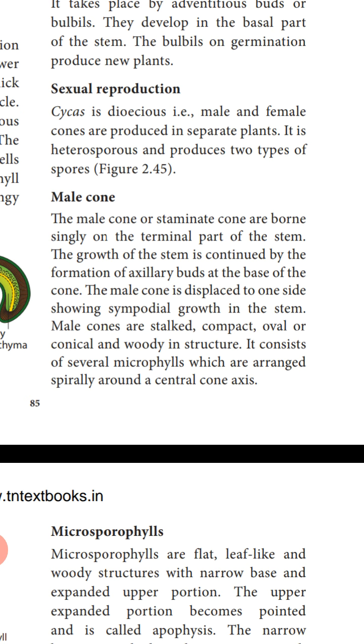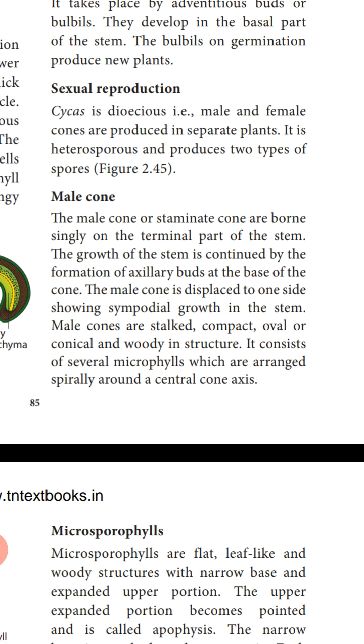Even after the male cone development, the growth of the stem will take place. The female cone is displaced to one side, showing sympodial growth in the stem. Sympodial growth means what? The apical bud will divide into two and give rise to two branches.